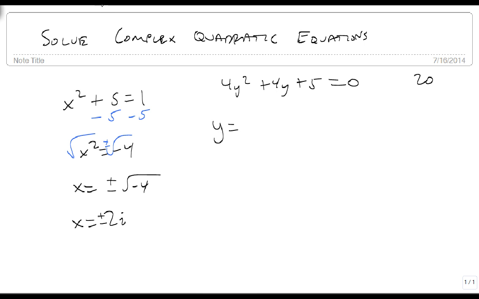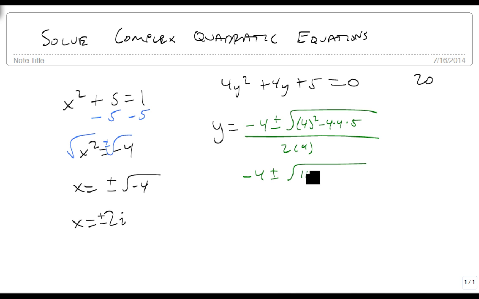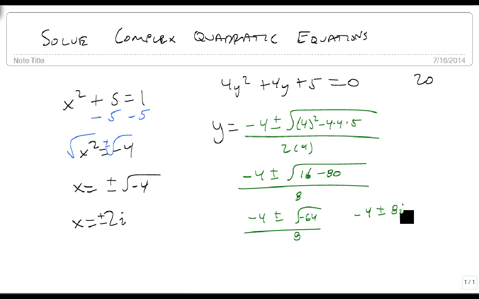y equals minus 4 plus or minus the square root of 4 squared minus 4 times 4 times 5, all over 2 times 4. That's minus 4 plus or minus the square root of 16 minus 80, over 8. 16 minus 80 is minus 64, so we get minus 4 plus or minus the square root of minus 64 over 8, since the 80 is bigger. So minus 4 plus or minus 8i, all over 8.